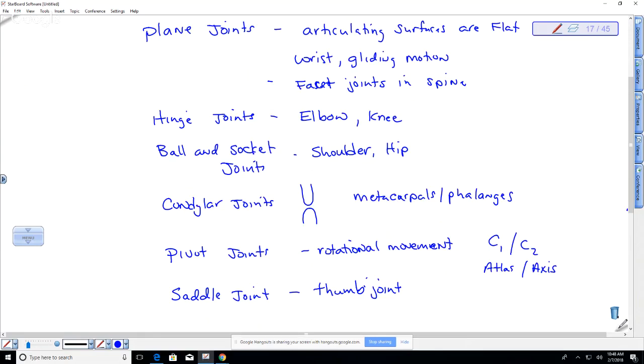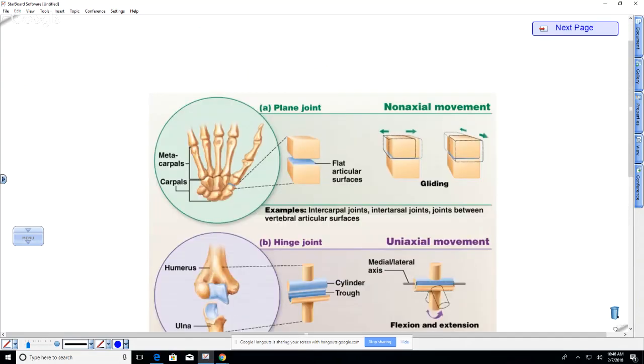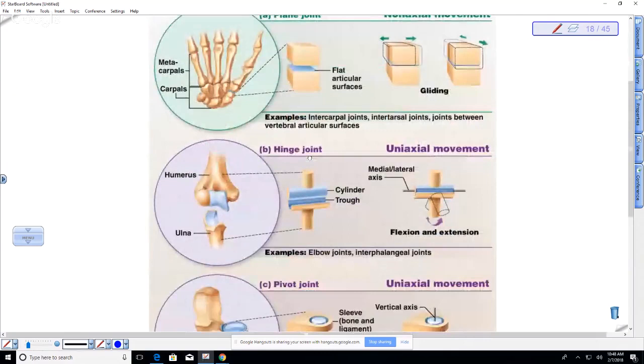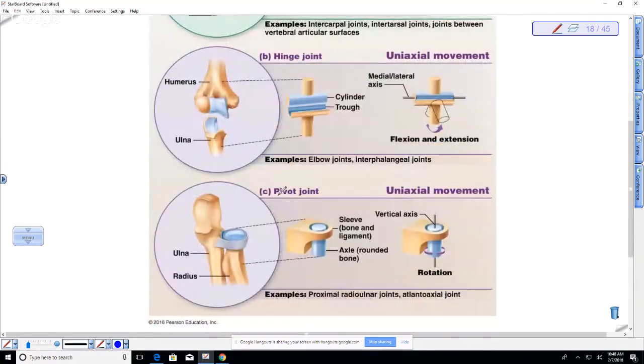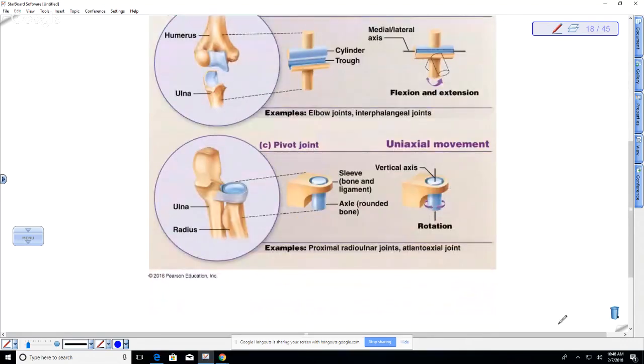Okay, so in your book, they have some pictures of these, right? If I showed you a picture, you would know two flat surfaces is a plane joint. The elbow joint is the example of a hinge joint. This is the pivot joint, and so we have the atlas and the axis. We also have the radius and the ulna. So this is the ulna bone, and there's the sleeve of connective tissue that allows for the rotation of the radius. Okay.